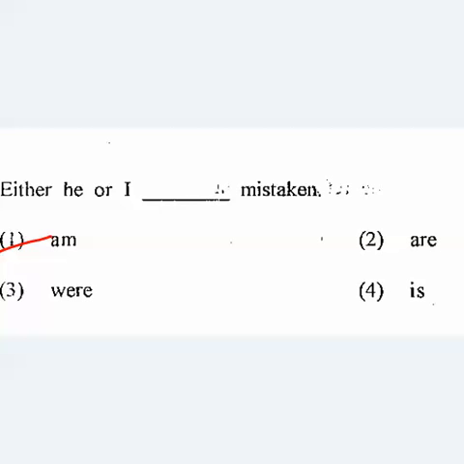Either he or I dash mistaken. We will use am because the second subject will be considered while using either and or. So either he or I is the second subject, so we will use am for I and is or are for he or they. So either he or I am mistaken.